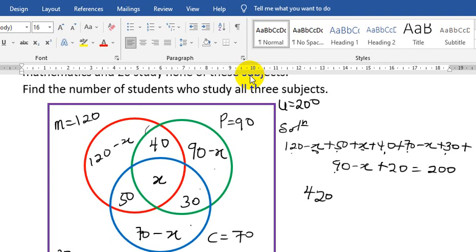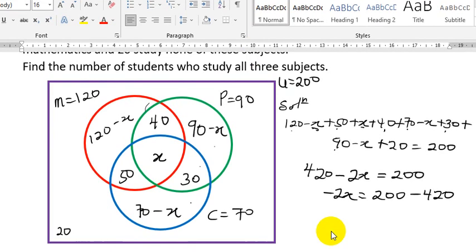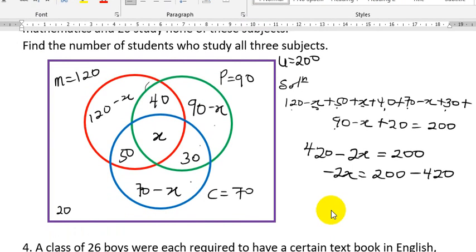Now with the x, we have minus x and minus x. So we're going to get minus 2x being equal to 200 minus 420. 200 minus 420 is going to give us minus 220. Then we divide both sides by minus 2, and we get x equal to 110. So it means that 110 students studied all the three subjects.